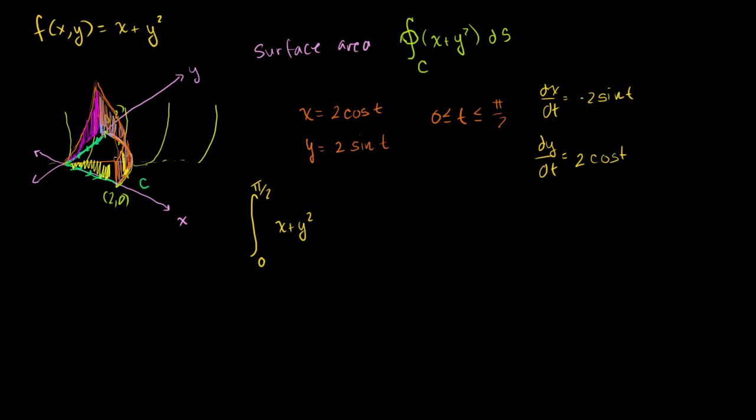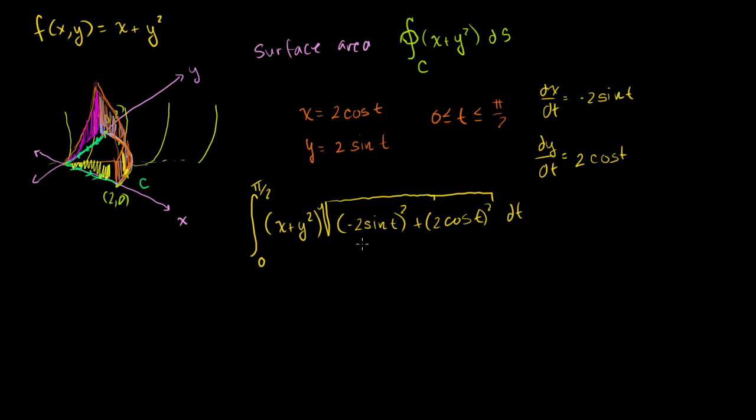But we know that we can rewrite ds as the square root of the derivative of x with respect to t squared. So that is minus 2 sine of t squared, plus the derivative of y with respect to t squared, so plus 2 cosine of t squared, dt. This will give us the orange section. And then we can worry about the other 2 walls.